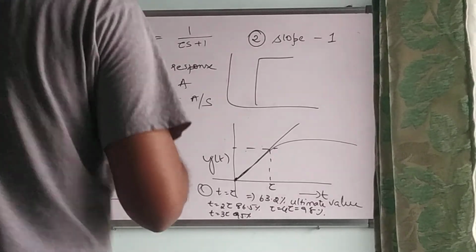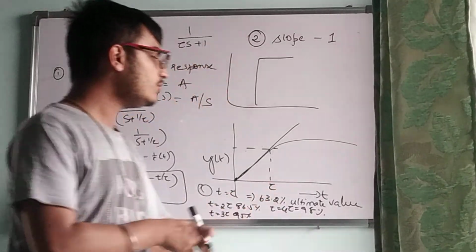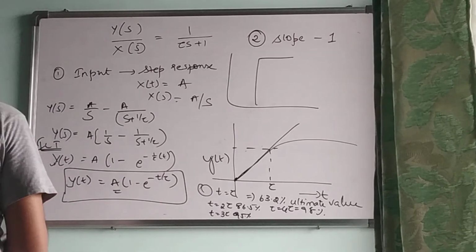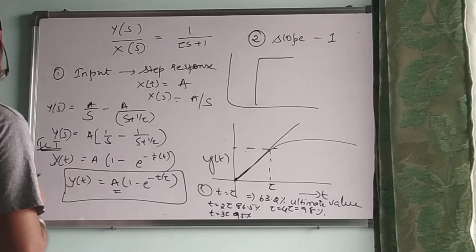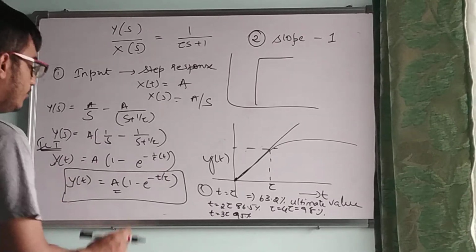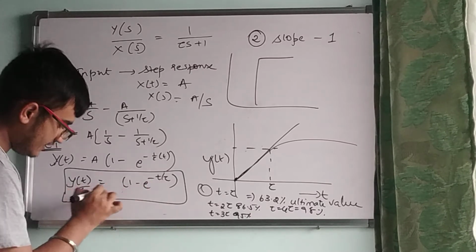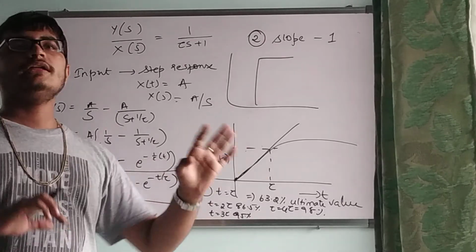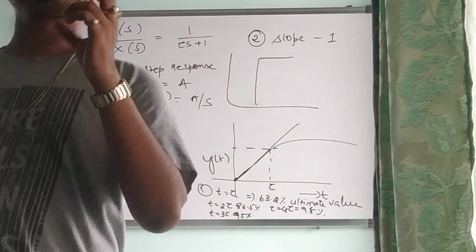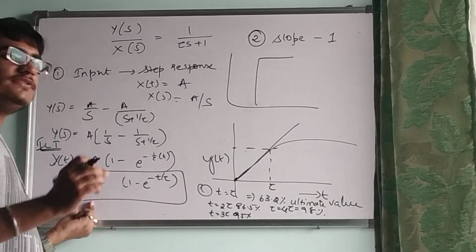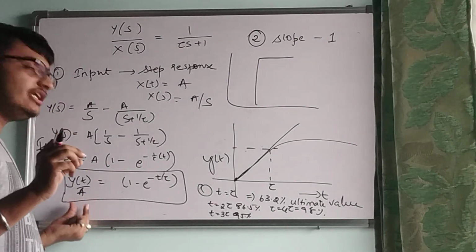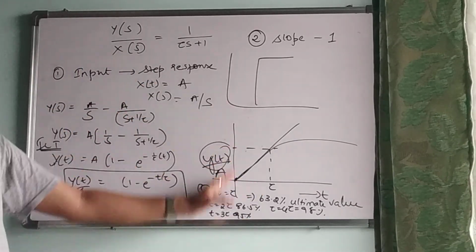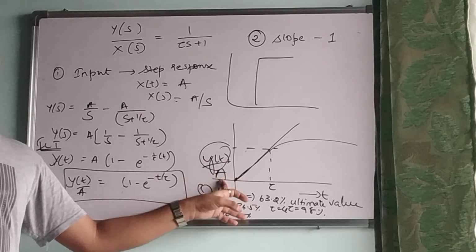And now here this A is nothing but amplitude. So this is an exponential curve. It is y of t by A. If your input function has a certain magnitude A, then you will divide this ordinate, the y-axis, by the value of A to plot.